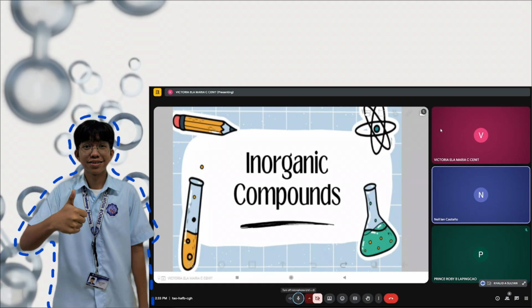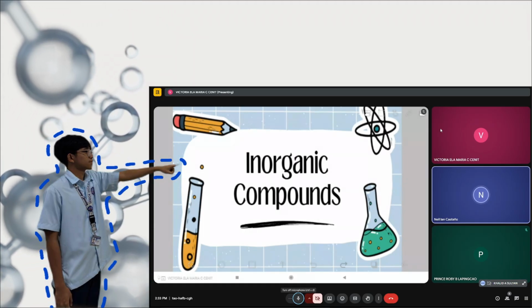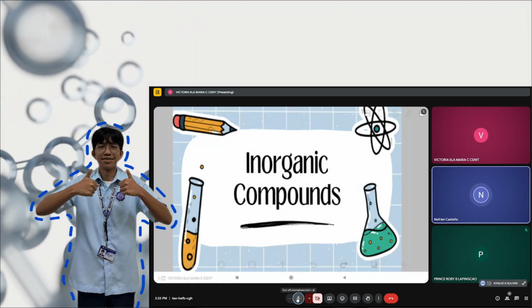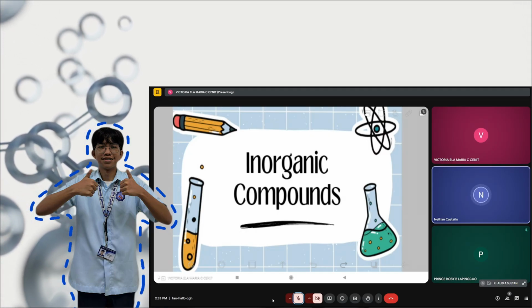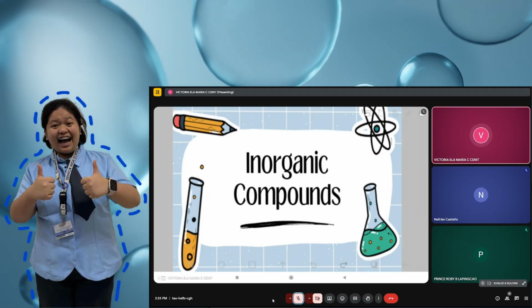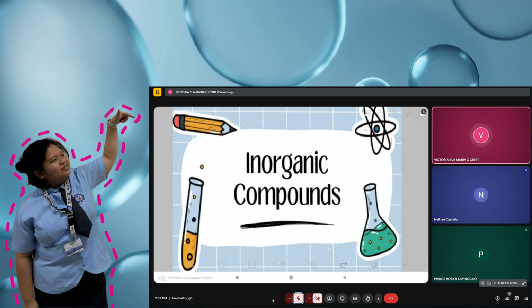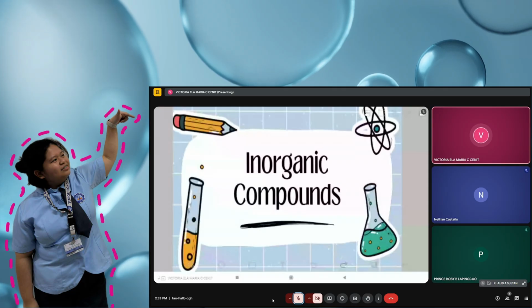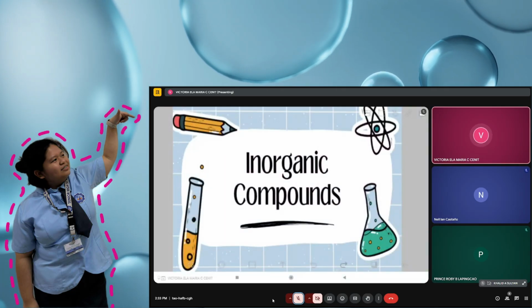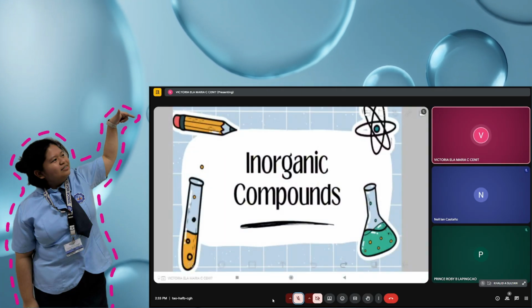Good day, everyone. Today, we'll be talking about inorganic compounds. But before we begin, let's first define what they are. That's right. Inorganic compounds are substances that usually do not contain carbon-hydrogen bonds. They are different from organic compounds, which are mainly based on carbon.